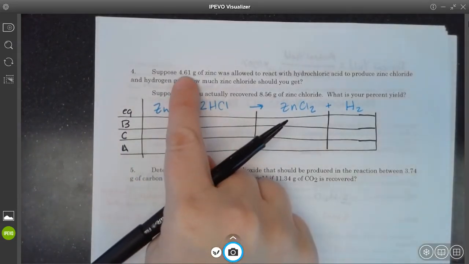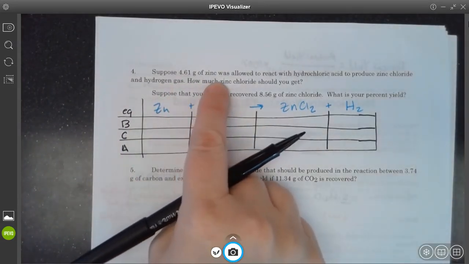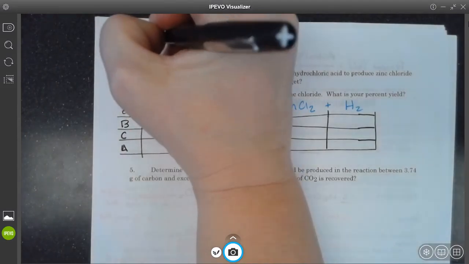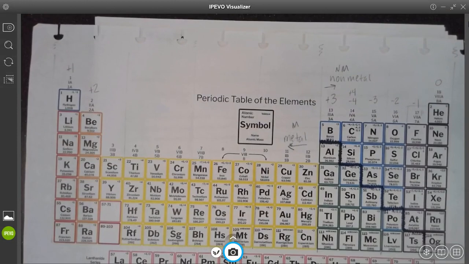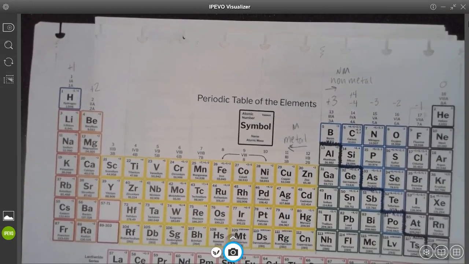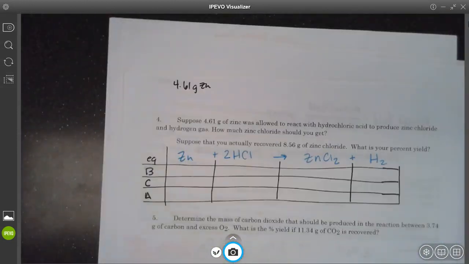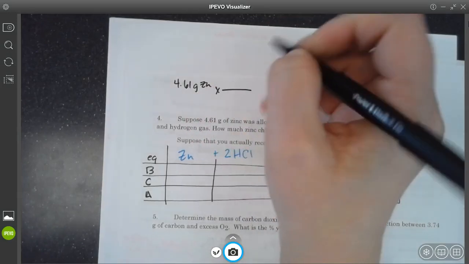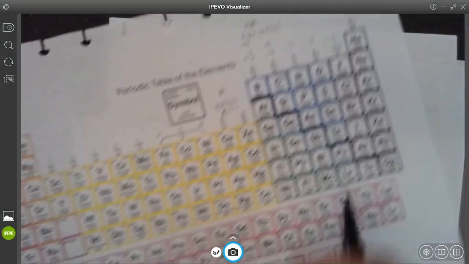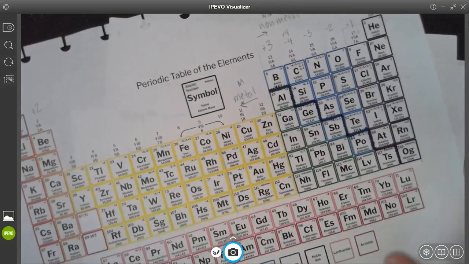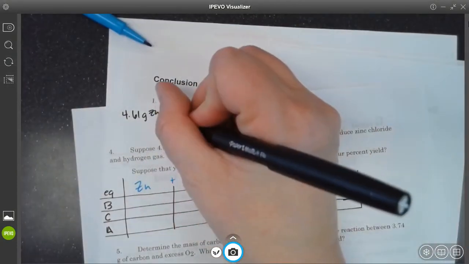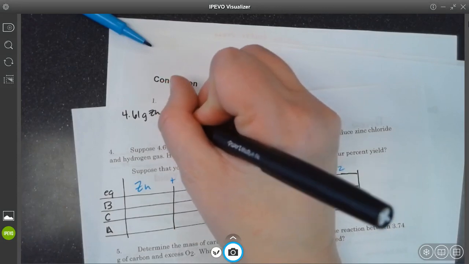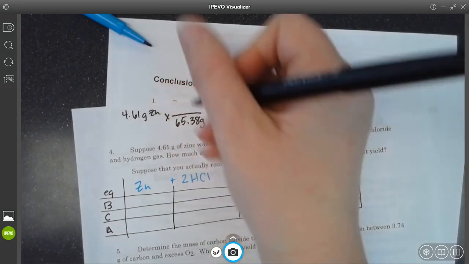So we've got 4.61 grams of zinc. What we have to do is figure out how many moles that is. So 4.61 grams of zinc. To do that, we're going to use our handy dandy periodic table. You add the numbers on the bottom again. What are those numbers called? Atomic mass. Yeah. So our atomic mass for zinc is going to be 65.38, and that's grams per mole. So here I've got grams. I need to get rid of grams. So 65.38 grams.